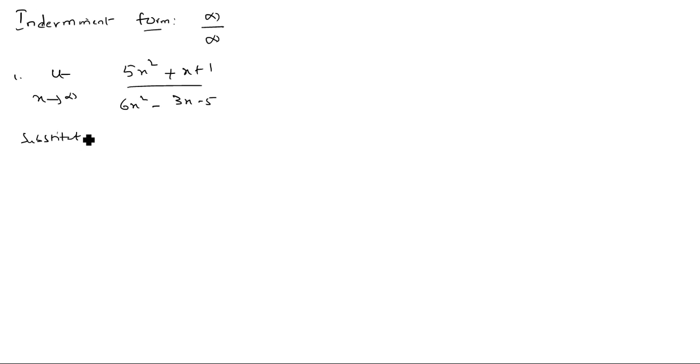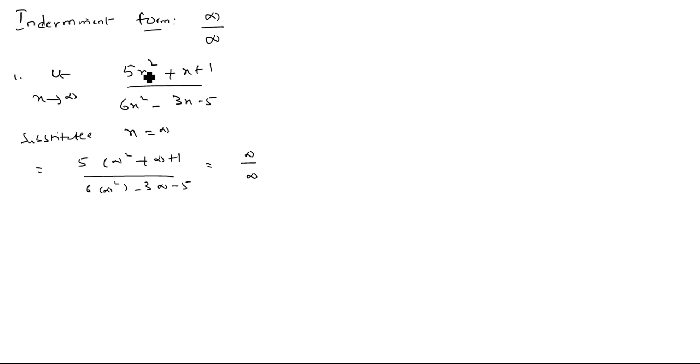Substitute x is equal to infinity. So we get 5 into infinity square plus infinity plus 1 by 6 into infinity square minus 3 into infinity minus 5. So this is nothing but infinity by infinity form. If we have that infinity form, in this method, what we do is take the coefficient of highest degree.